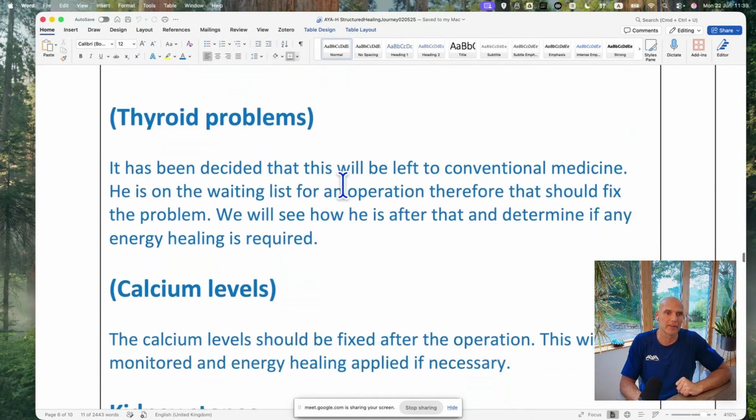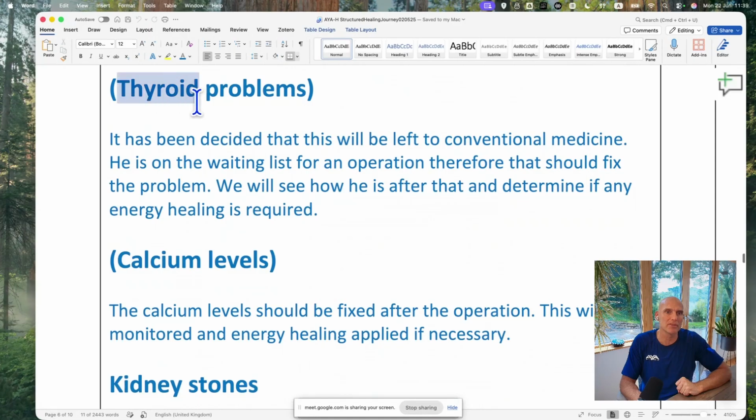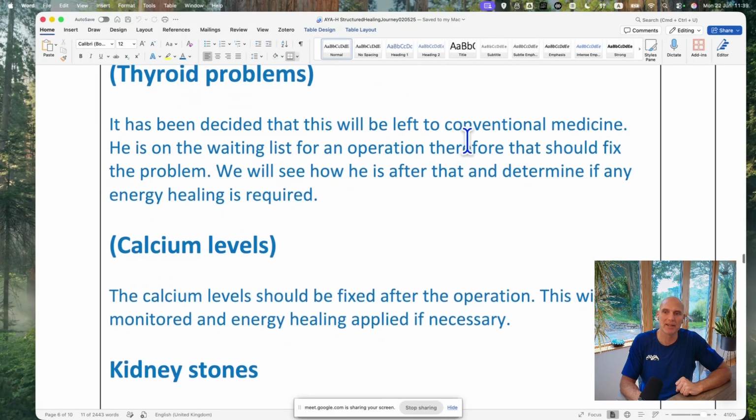Okay, let's move on then. So thyroid problems, I'll put that in brackets because that is going to be left to conventional medicine.